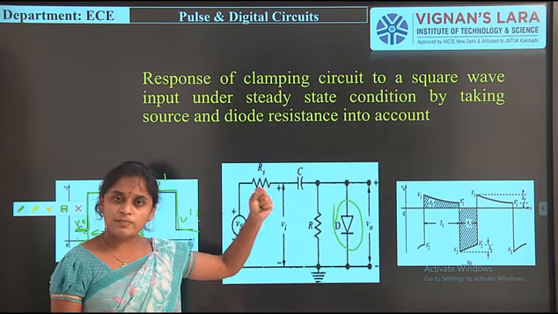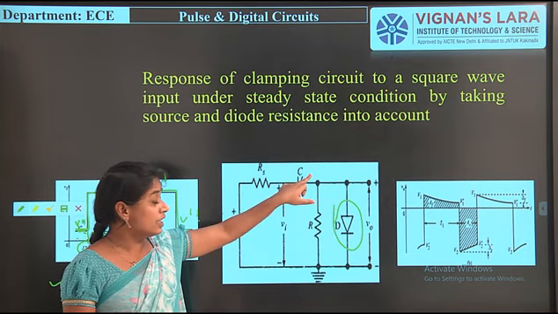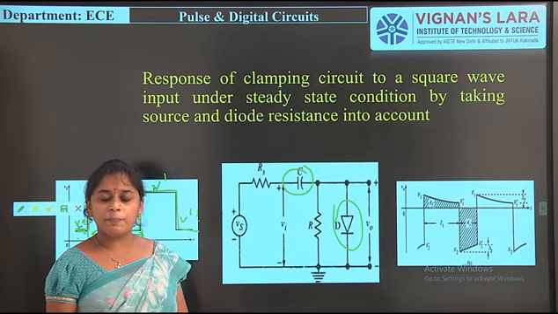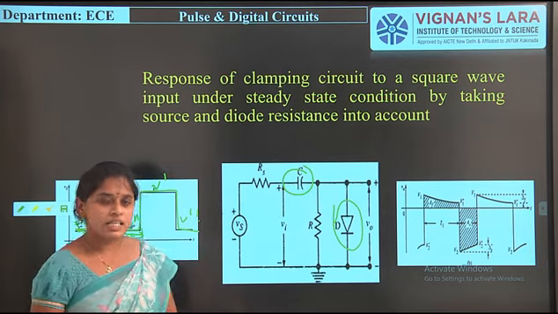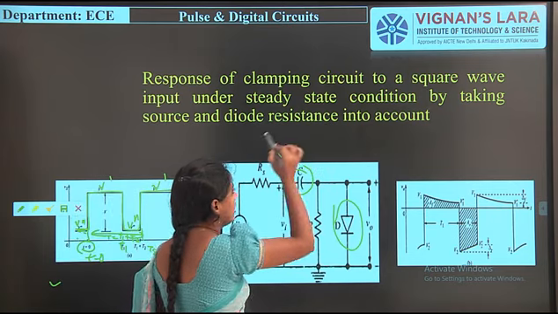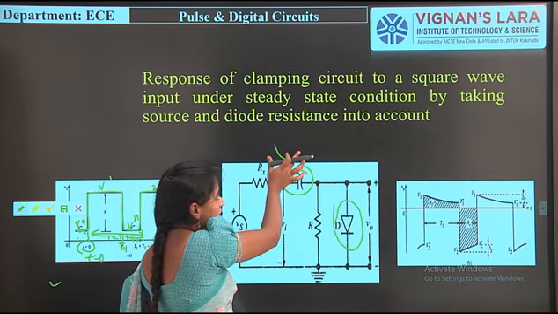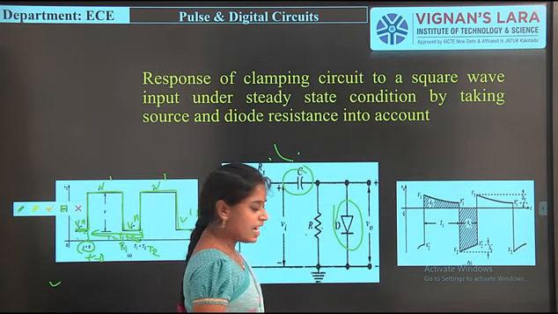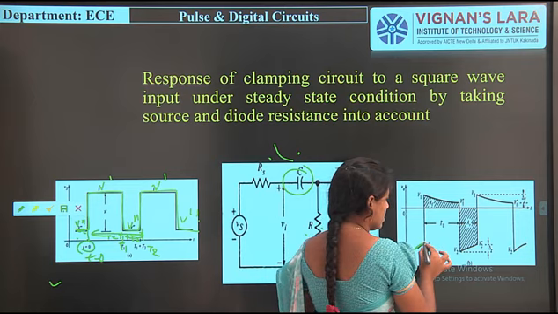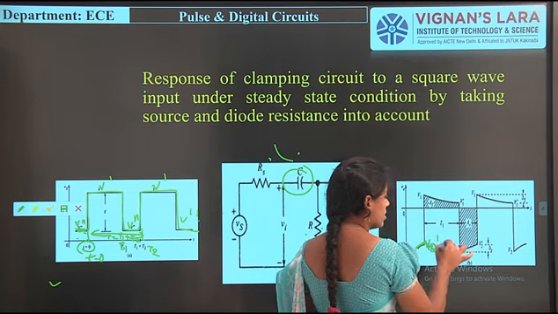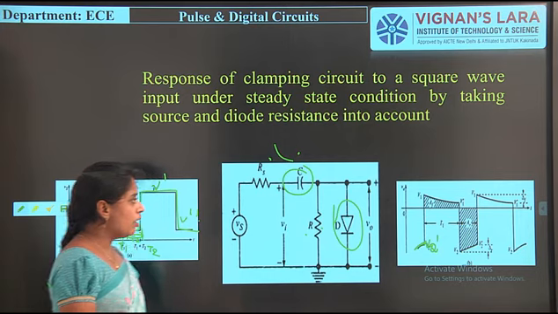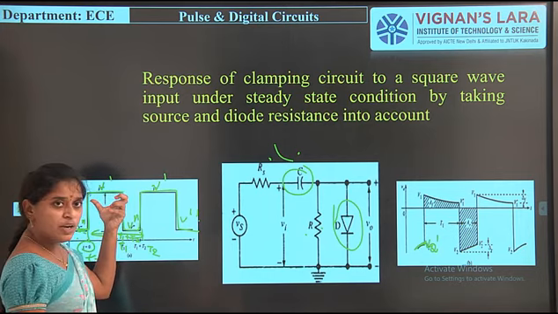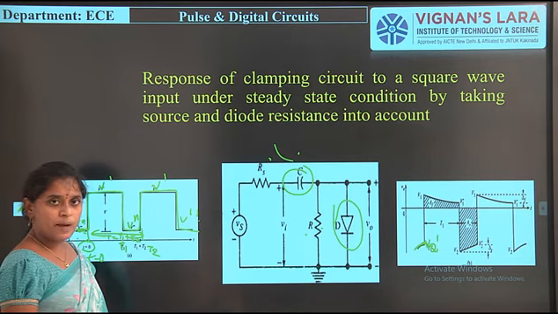When the diode is in off condition, the capacitor initially starts discharging. What is the nature of the capacitor discharging? It decreases exponentially. When the capacitor voltage decreases exponentially, the voltage across the resistor increases exponentially. This is indicated with V2 dash. Again, we apply a positive signal, that is, the V dash signal.